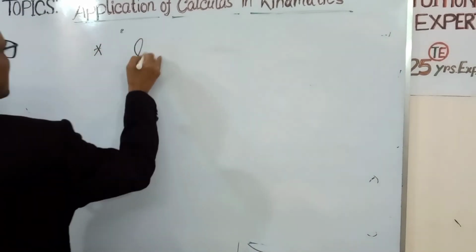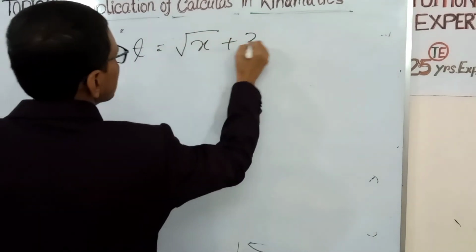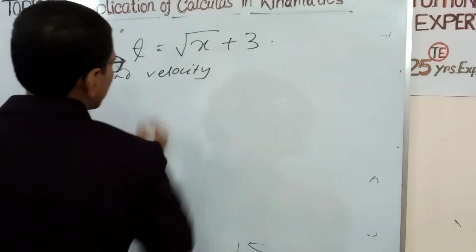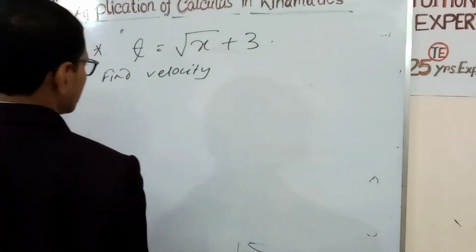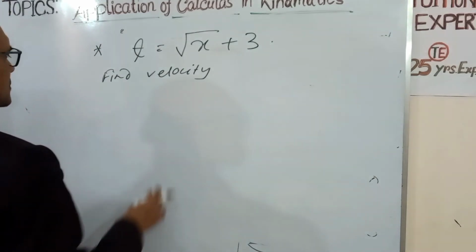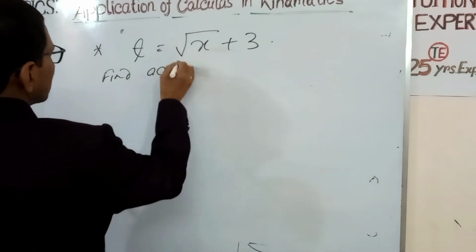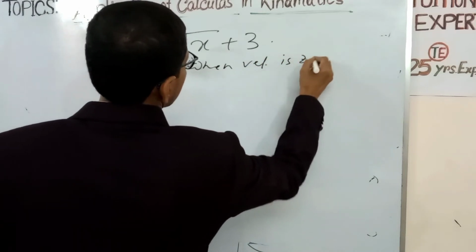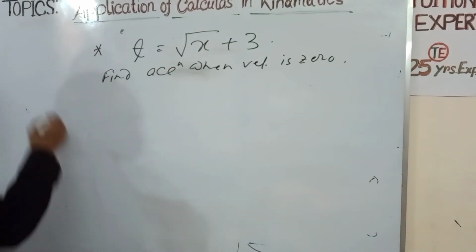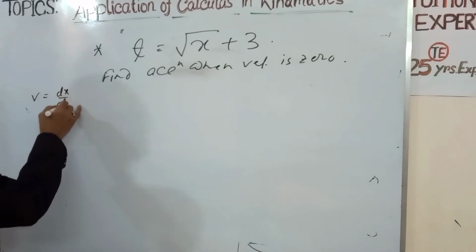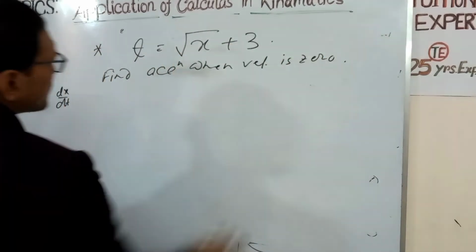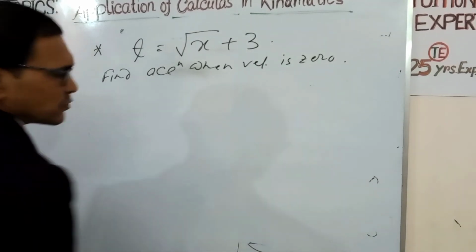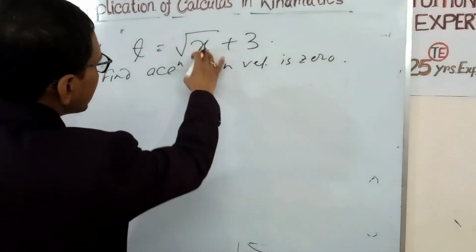In t equal to root over x plus 3, find velocity, find acceleration when velocity is 0. Now we know velocity equals dx by dt. Here t is in the form of x. Now we have to express x in terms of t.